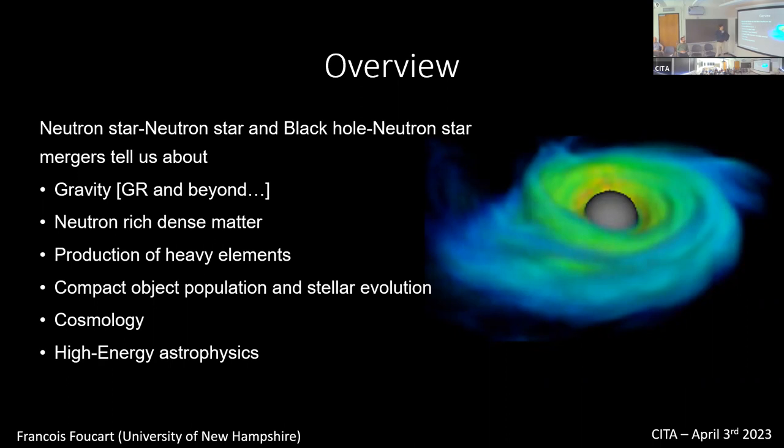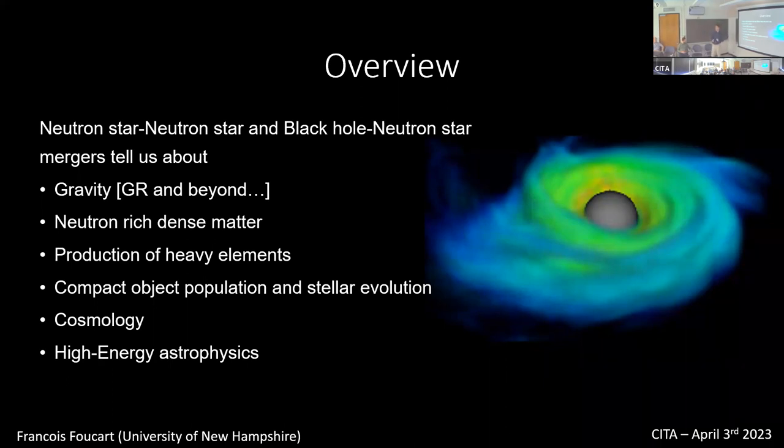Beyond that, there are some other interesting physics that we can do with neutron star mergers. I listed a few here. We do need to understand neutron star mergers better if we want to understand the process by which short gamma ray bursts are produced, assuming that they are actually produced in neutron star mergers, but we know at least of one.